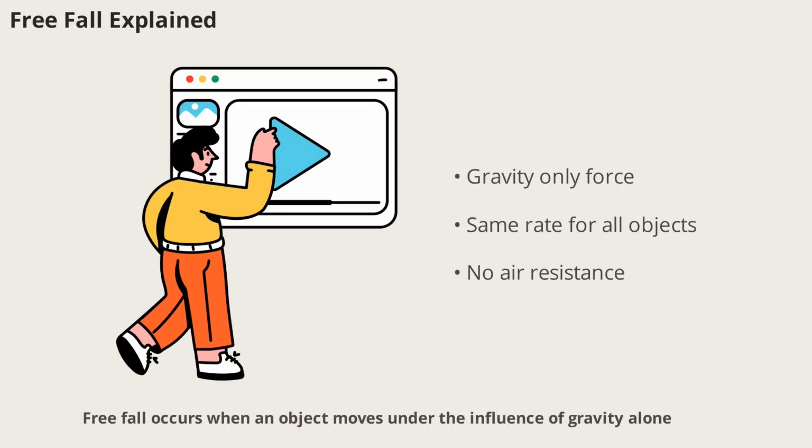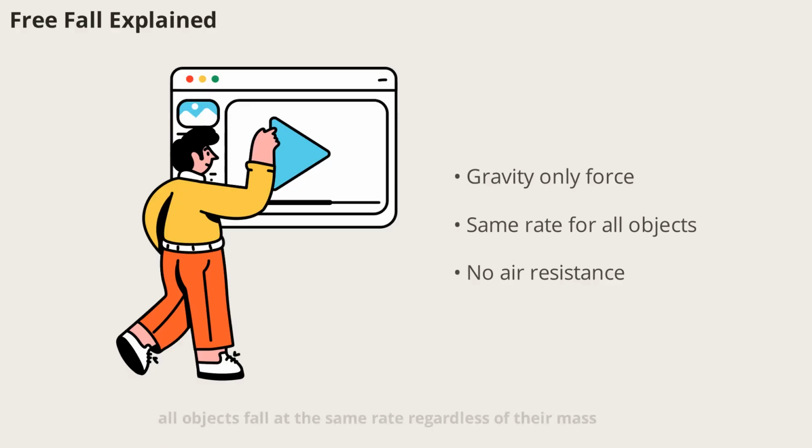Freefall occurs when an object moves under the influence of gravity alone, with no other forces acting on it. For example, when you drop a ball, it accelerates downward due to gravity. In a vacuum where there's no air resistance, all objects fall at the same rate regardless of their mass. Free fall helps us understand how gravity works and why objects behave the way they do when dropped.